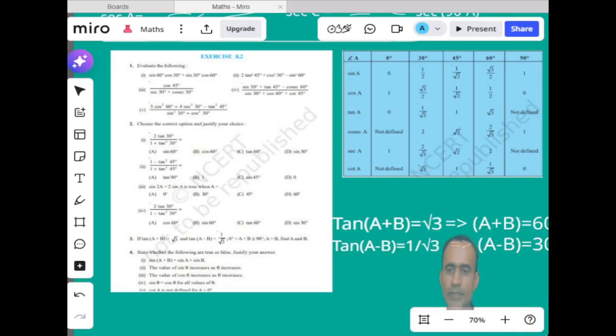Fourth one, sin theta is equal to cos theta for all values of theta. Not at all. It is only for 45 degrees that sin theta and cos theta are equal. Cot is not defined for 0. Yes, it is not defined. So we have solved exercise 8.2.